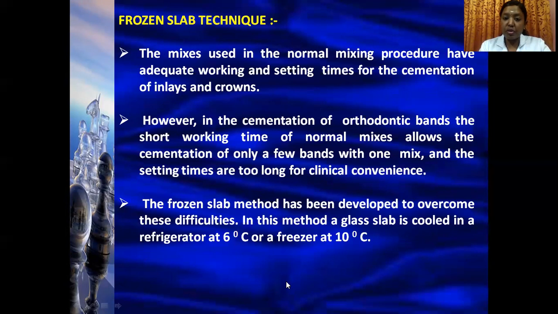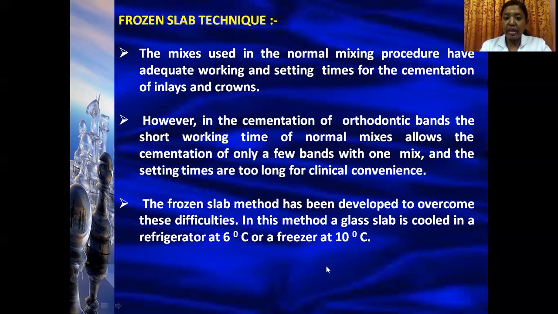Coming to the frozen slab technique. The frozen slab technique is a method to give you a longer setting time. Here you are regulating the temperature of the glass slab, wherein the glass slab is kept in a refrigerator or a freezer. If it is in the refrigerator, it is 10 degrees Celsius. If it is in the freezer, it is 6 degrees Celsius.